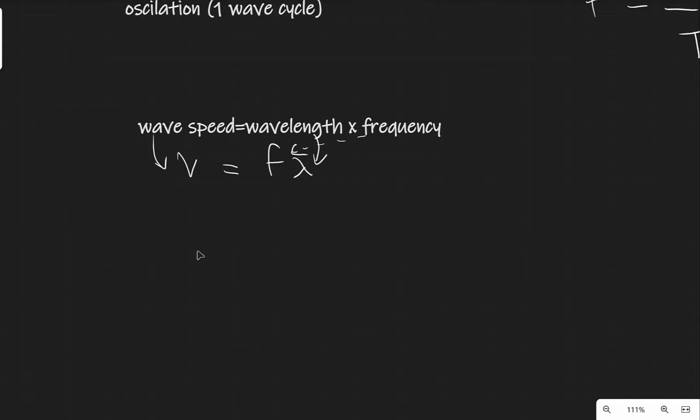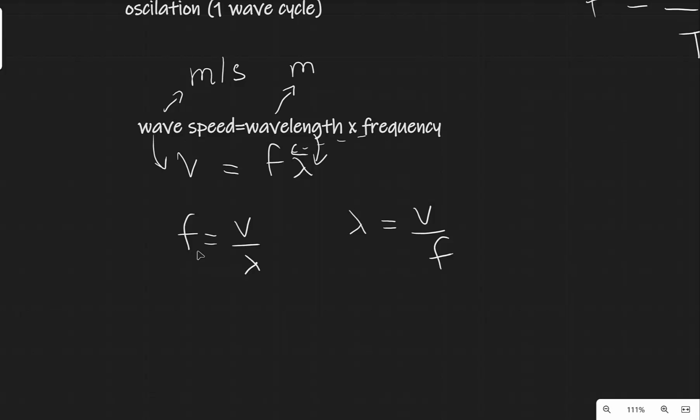Shall we just rearrange this for all the other possibilities? We can also write this as the frequency is equal to the speed divided by the wavelength, f = v/λ. Or we can say that our wavelength is equal to the speed divided by the frequency, λ = v/f. In terms of the units, the wave speed is measured in meters per second, the wavelength is measured in meters, and the frequency is measured in hertz.